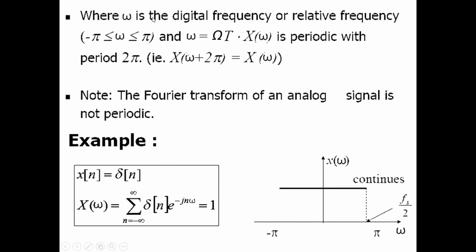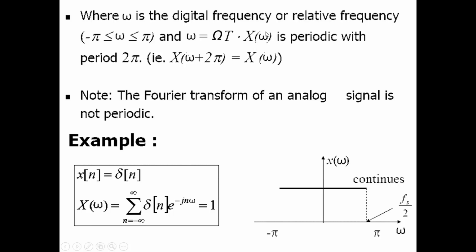Now small omega is the digital frequency or relative frequency. Its fundamental period is from minus pi to pi. How is this digital frequency related to the analog frequency? It is by this formula: small omega is equal to capital omega times capital T, where capital T is the sampling period.